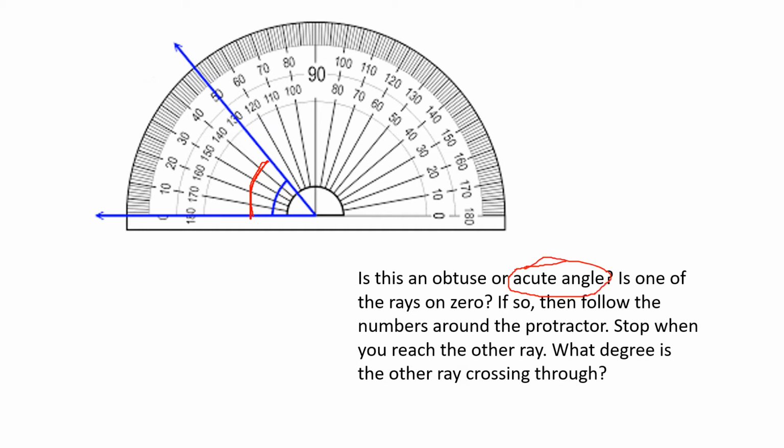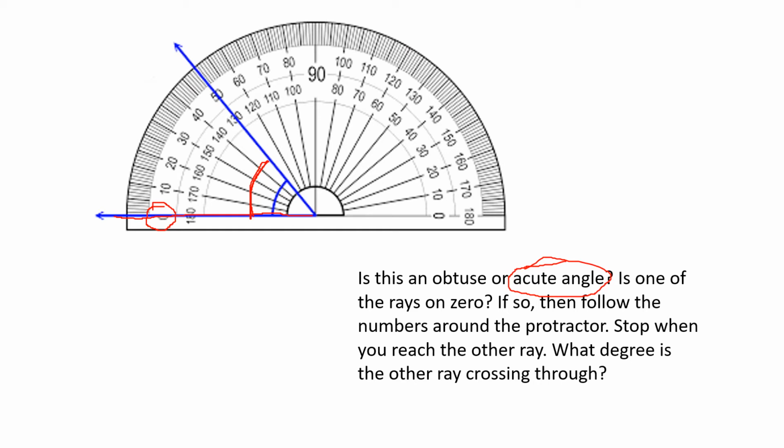Okay, now I need to ask myself, is one of the rays on 0? So I'm looking at the bottom ray right here, and I'm going to follow it over, and I'm going to see if it's crossing through 0. This is important today because all of our angles, one of our angles is going to be on 0 degrees. Tomorrow you'll have a lesson with Miss Wood on how to find the measurement of angles that are not on 0. So if I follow the ray over, I can see that 0 is on the outside.